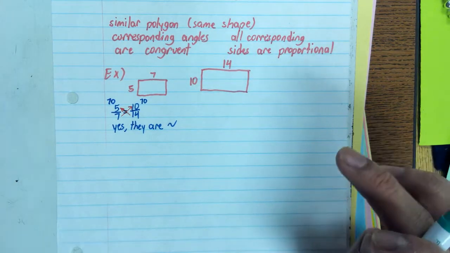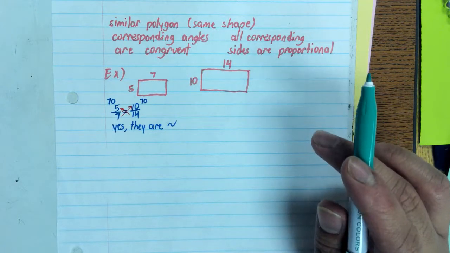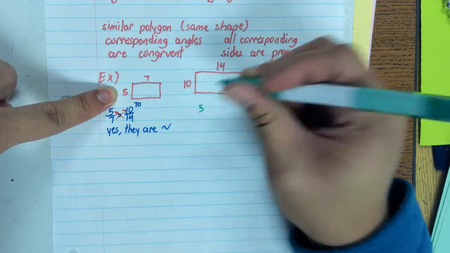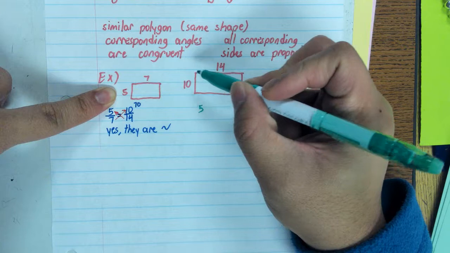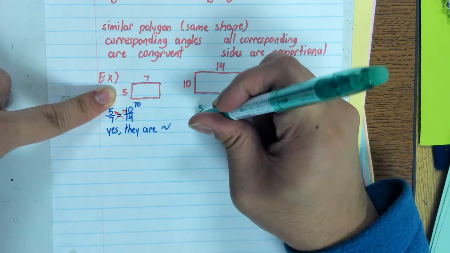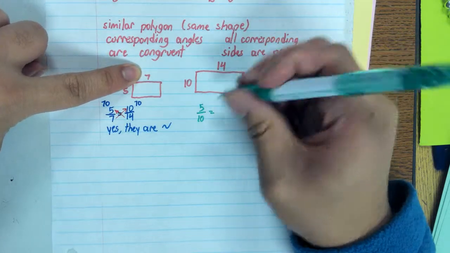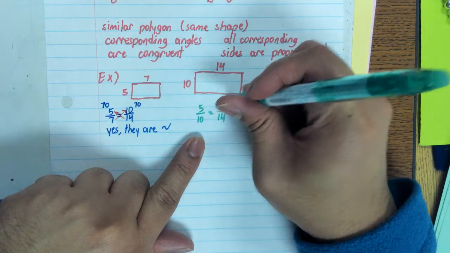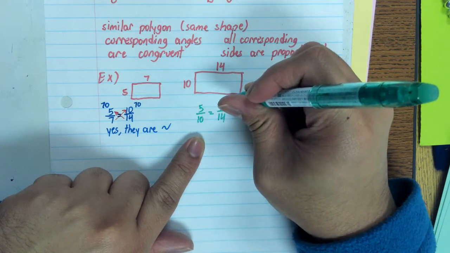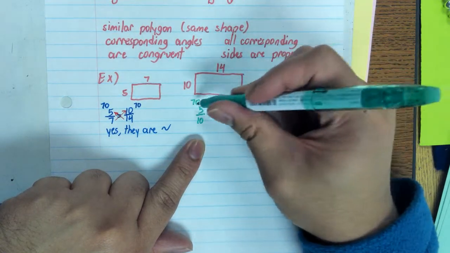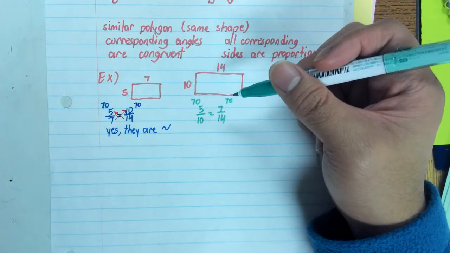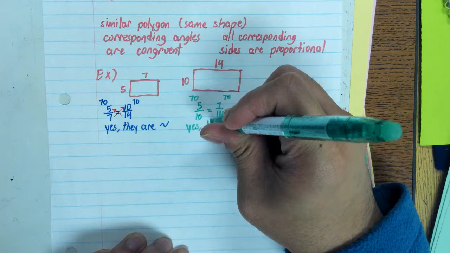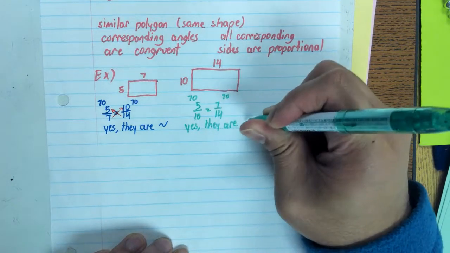The other way we can set up that proportion is by matching sides from one shape to the other. Again, let's start with the 5. The 5 on this rectangle is the short side, so it matches 10 on the other rectangle, the short side. 5 over 10 equals long side 7 over long side 14. Again, we cross multiply. 10 times 7 is 70. 14 times 5 is 70. Since they're both 70, that means the fractions are equal. So yes, they are similar.